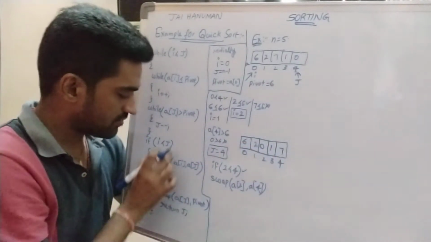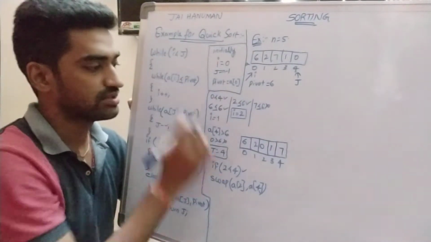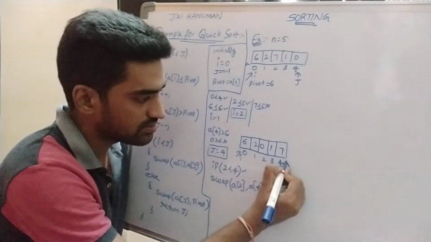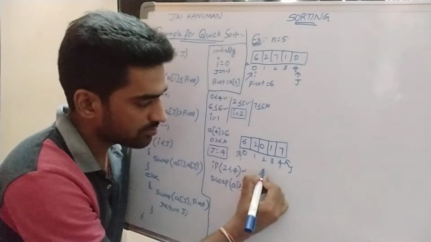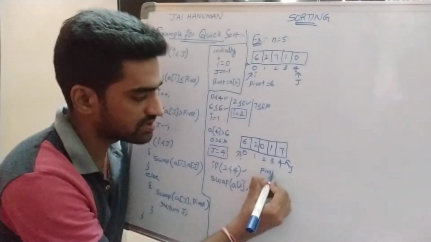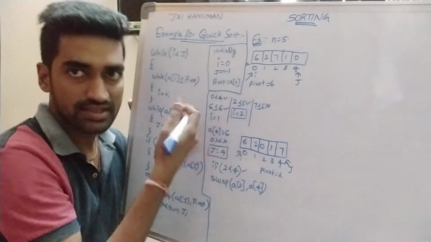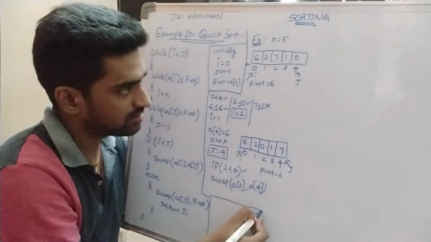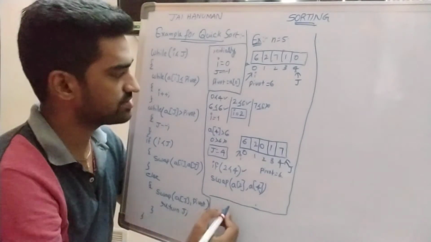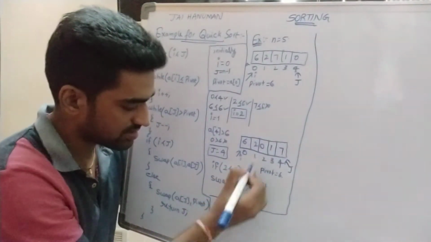After completion of this execution, again we check the same conditions. What is the initial value? This is i, this is j, and the pivot is A of 0, which is 6. Again we are checking the same conditions, right? What is the next step? I less than j. I less than j means 0 less than j, 4.